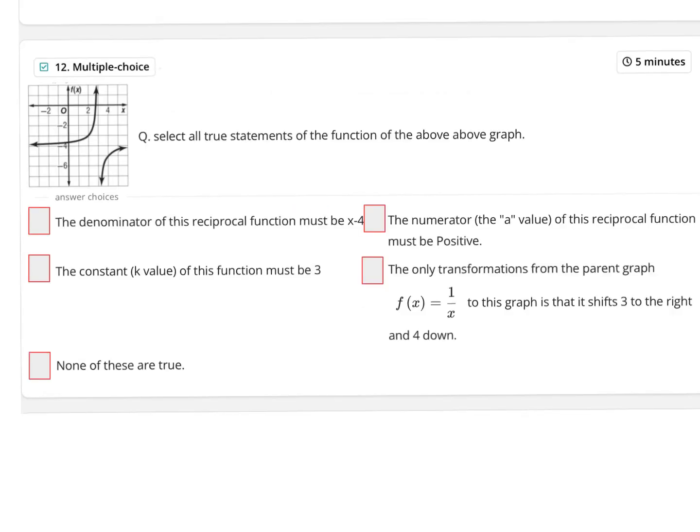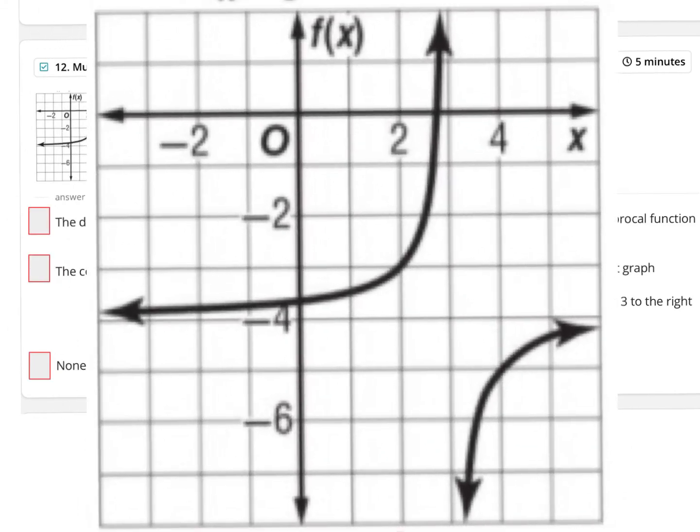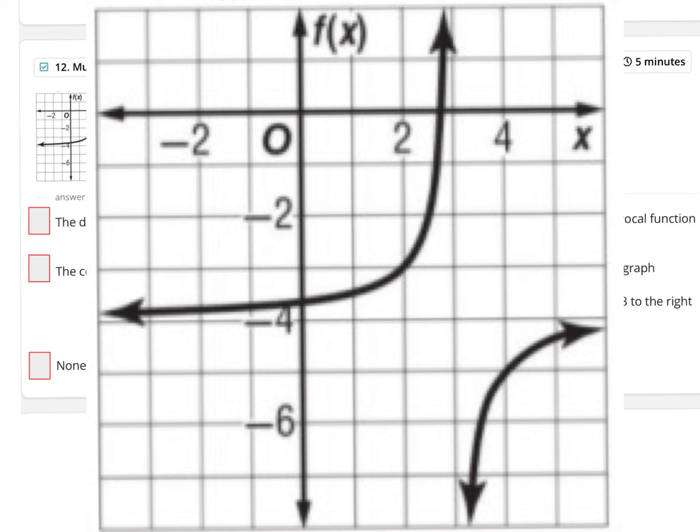It says select all true statements of the function of the above graph. So I give you the graph and I don't give you the function. Here's the graph. So what do we know about this graph right here? We know the asymptotes. Could somebody give me any asymptote? X equals 3. All right, so if you go to the x-axis and make a vertical line right through 3, that's absolutely correct. It has an asymptote x equals 3. Bless you. What other asymptote does it have? Y equals -4. That's right.